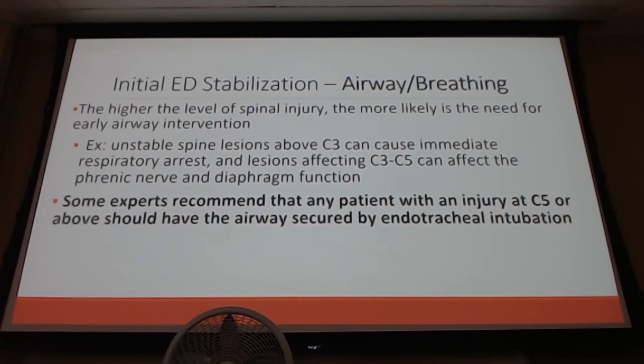Just like all trauma, we do our initial primary survey, so we go airway, breathing, circulation. Like I said, with a higher level spinal injury, we worry about some sort of airway compromise because it can affect the phrenic nerve and diaphragm function. So some recommend securing the airway in anybody with an injury above C5 if they're not already intubated.